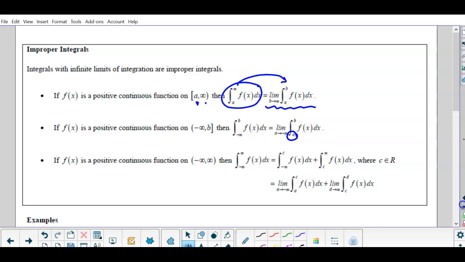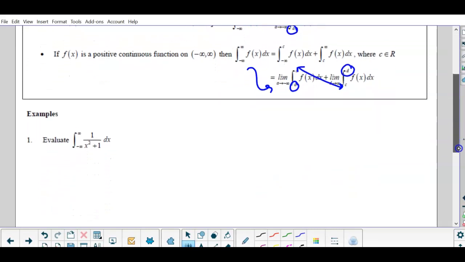And then if they go from negative infinity to positive infinity, really you're splitting it up. A approaches negative infinity here, and positive infinity here. So you split it into two parts. C would be an actual value. So just know that.